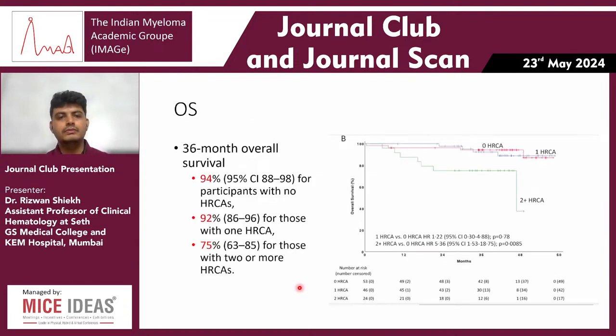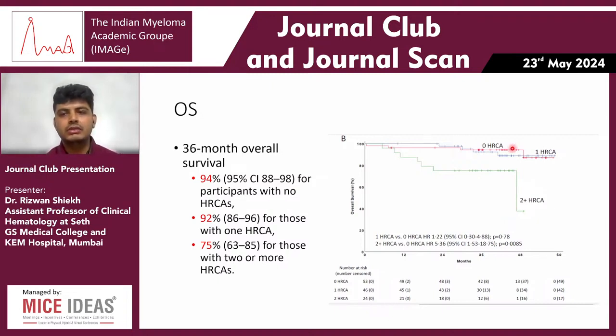Coming to the overall survival analysis, the 3-year overall survival in the patients who had no cytogenetic abnormality, the red curve, is around 94%, and it is around 92% in the patients who have one abnormality, that is the blue curve, and 75% in the patients who have 2 or more high-risk cytogenetic abnormalities.